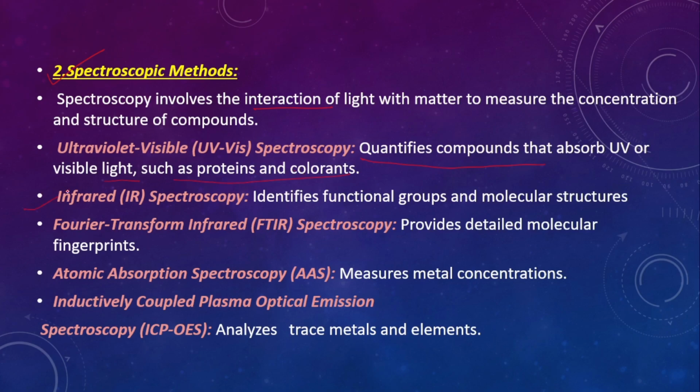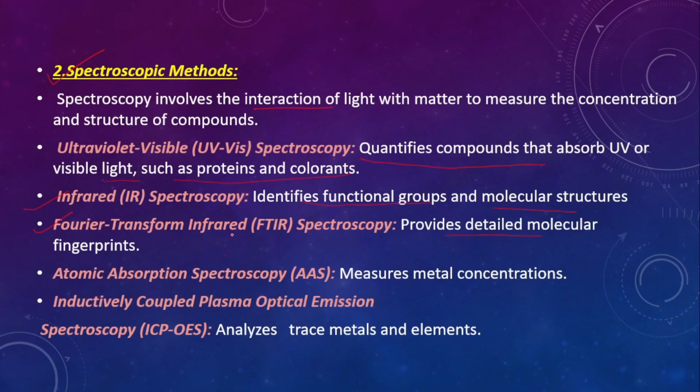Next one is infrared spectroscopy. It identifies the functional groups and molecular structures, and it also identifies and quantifies proteins, fats, and carbohydrates. It is used for detection of adulterants in oils and dairy products, and analysis of moisture content and functional groups in food. It also monitors food spoilage or the oxidation process.